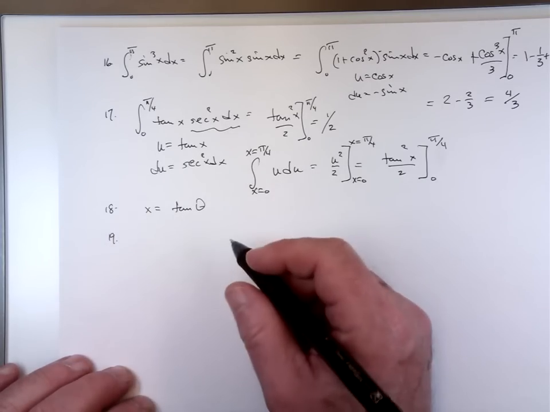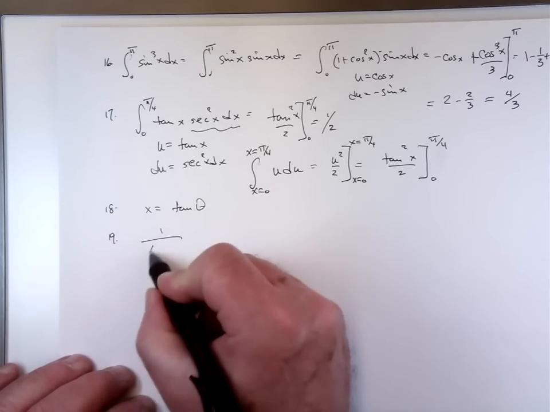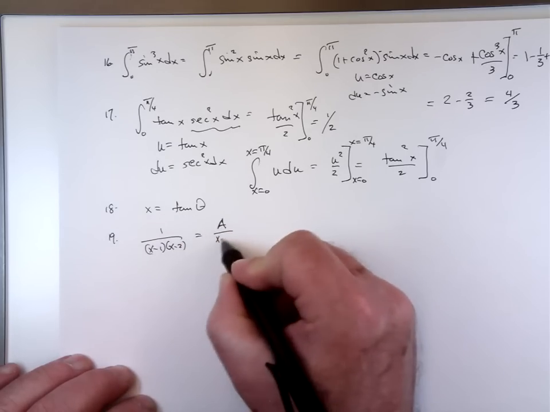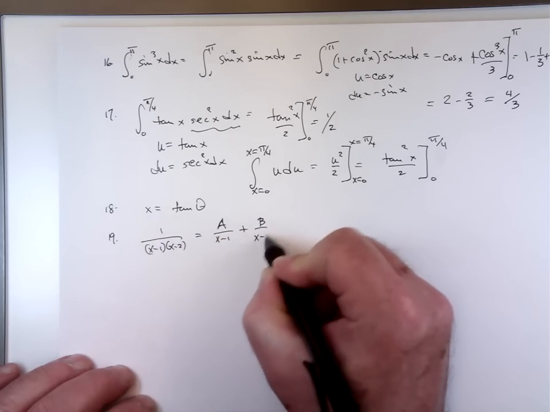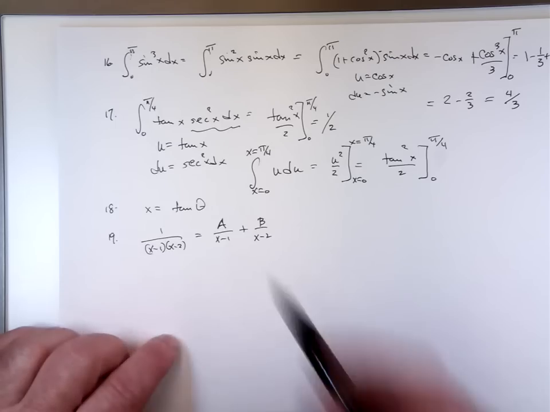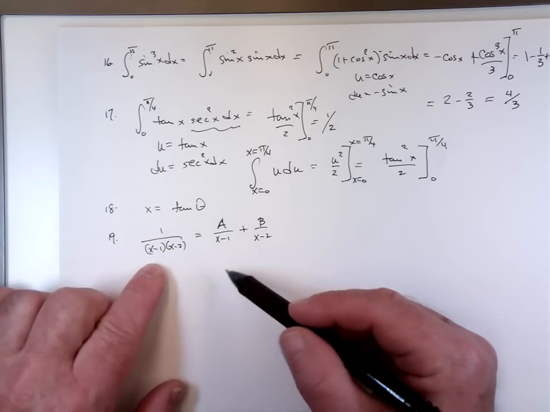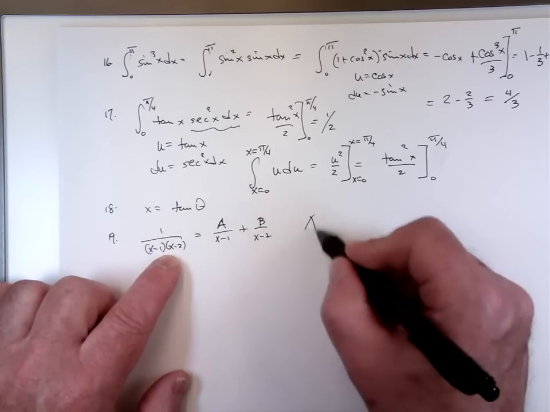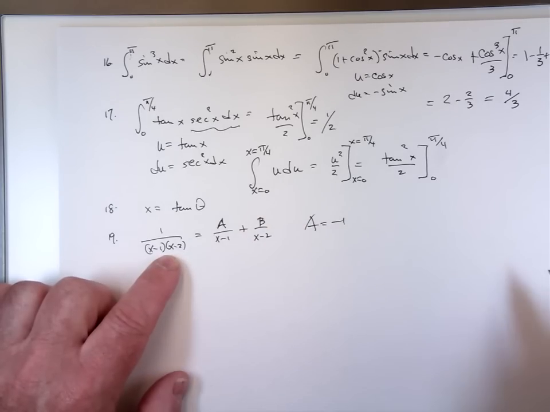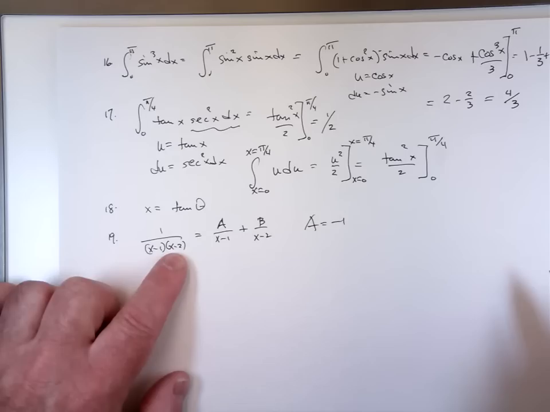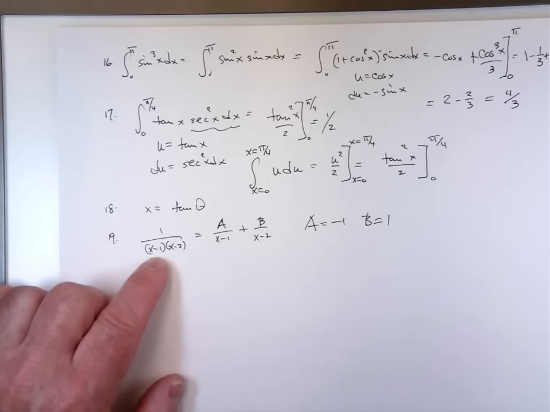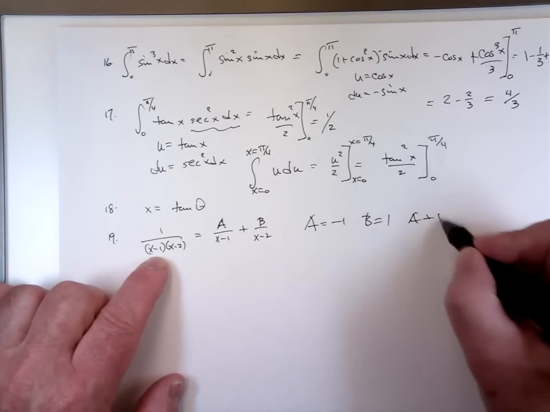19. Find the sum of the constants. You want to use the partial fractions on it. So for a, multiply by x minus 1, let x equal 1. 1 minus 2 is negative 1. A is negative 1. Solve for b. Multiply by x minus 2, let x equal 2. 2 minus 1 is 1. b equals 1. Therefore, a plus b is 0.